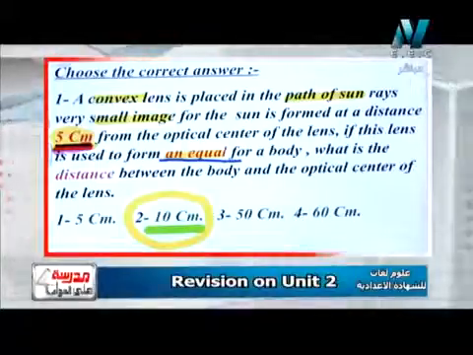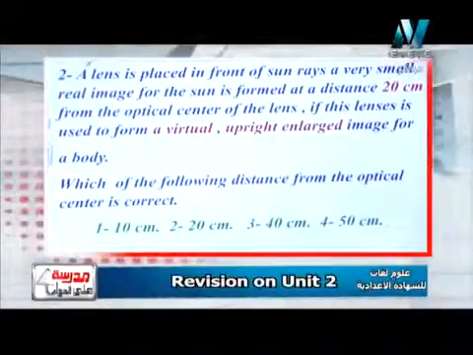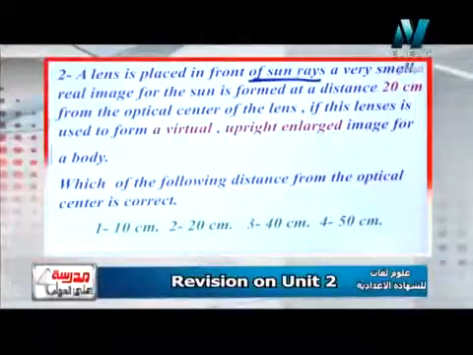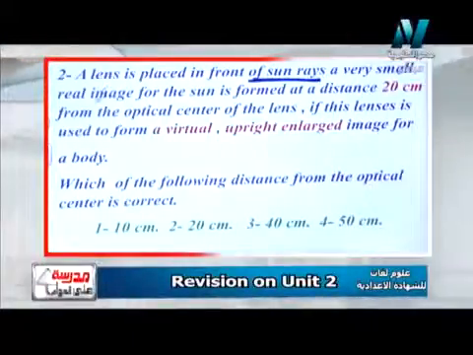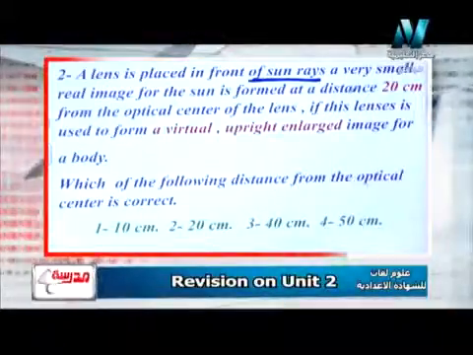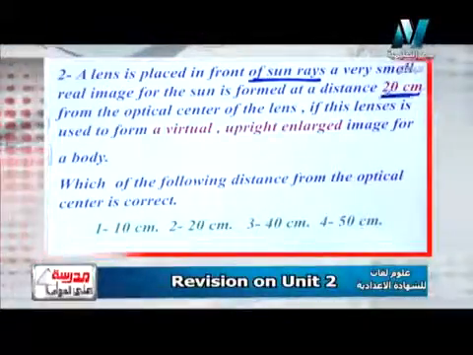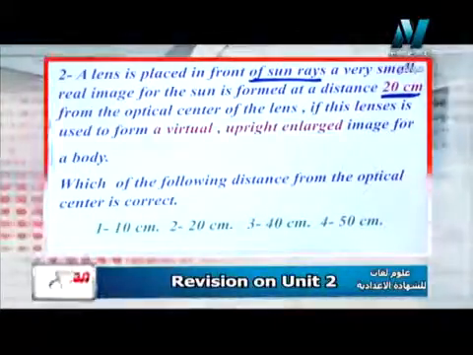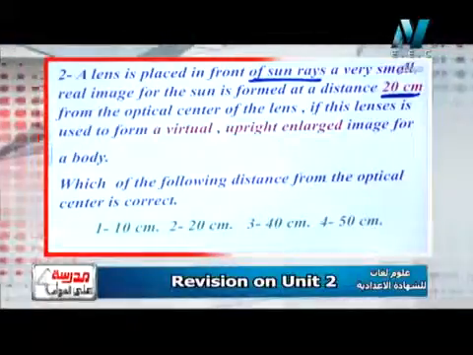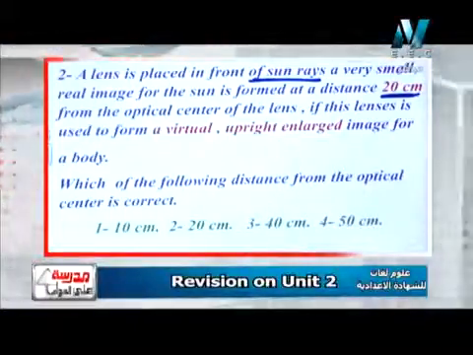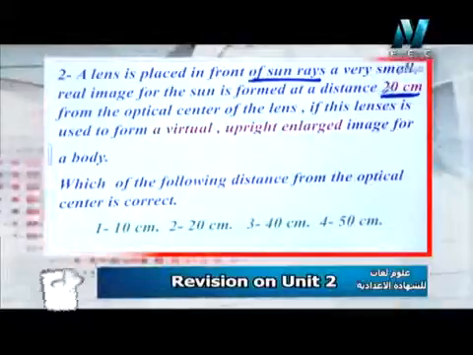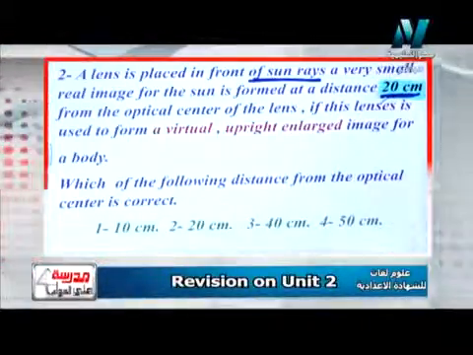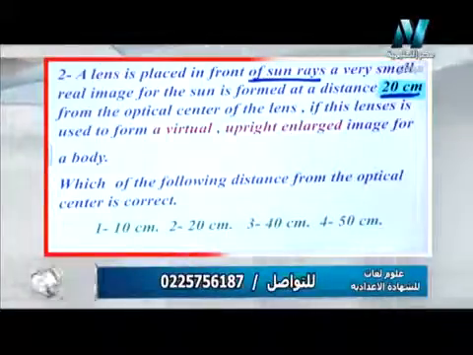So next question is, a lens is placed in front of sun rays. Again, sun rays. A very small real image for the sun is formed at distance 20 centimeters. So here we know distance here is 20 centimeters. So the object is put at what? So we know here the focal length equal how many? 20 centimeters, focal length from the optical center of the lens.